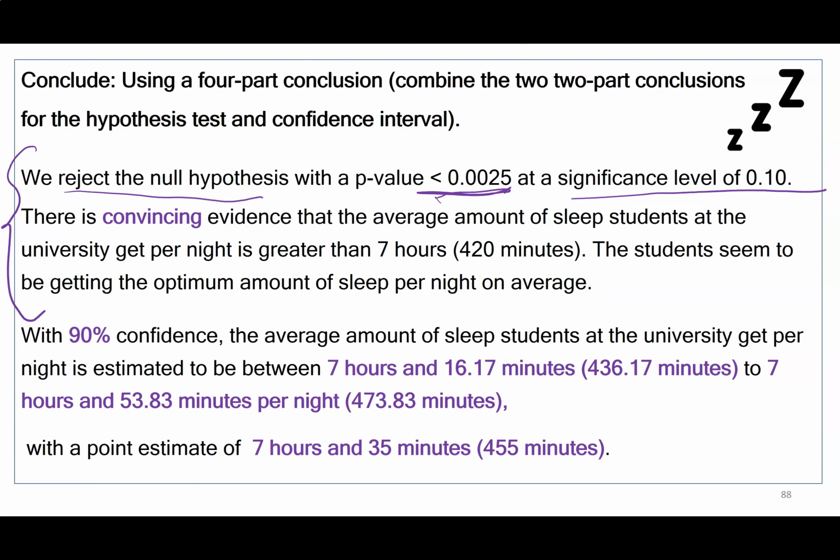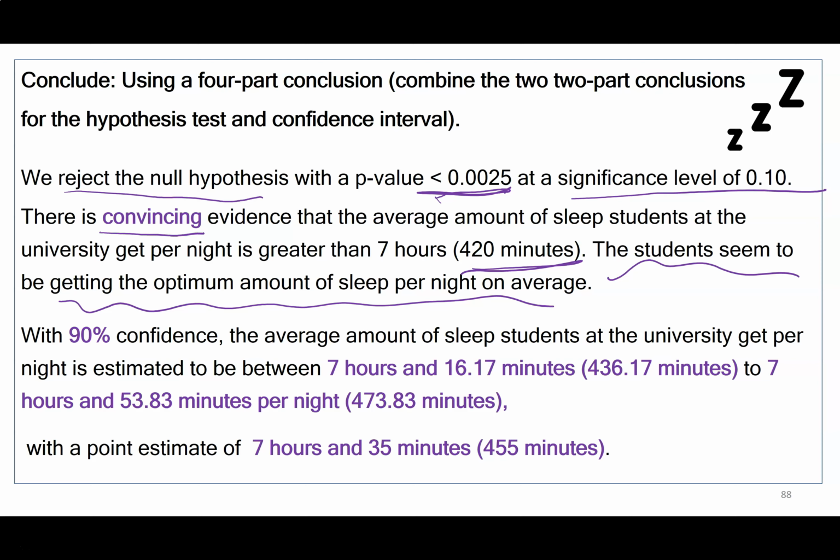So then here's where we use that table that we have earlier: there's convincing or very strong evidence here that the average amount of sleep of all students at this university that they're getting per night is greater than 420 minutes or 7 hours. The students seem to be getting the optimum. This last sentence is just a little gravy, it's extra. But yes, it does appear that the students are getting higher than that average recommended amount of sleep.